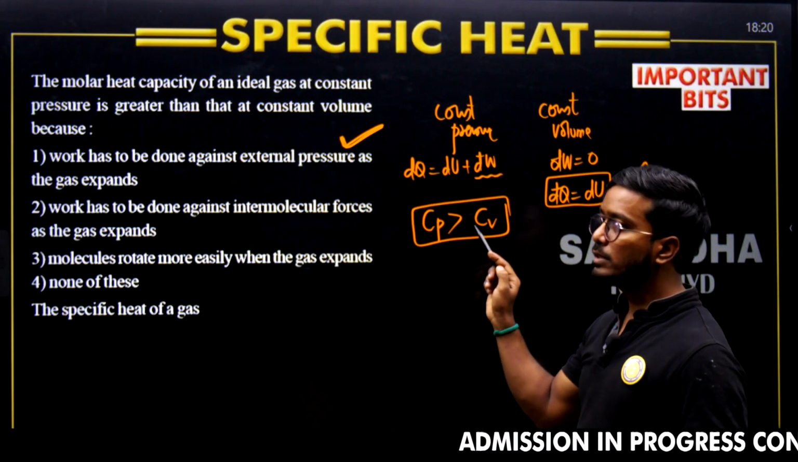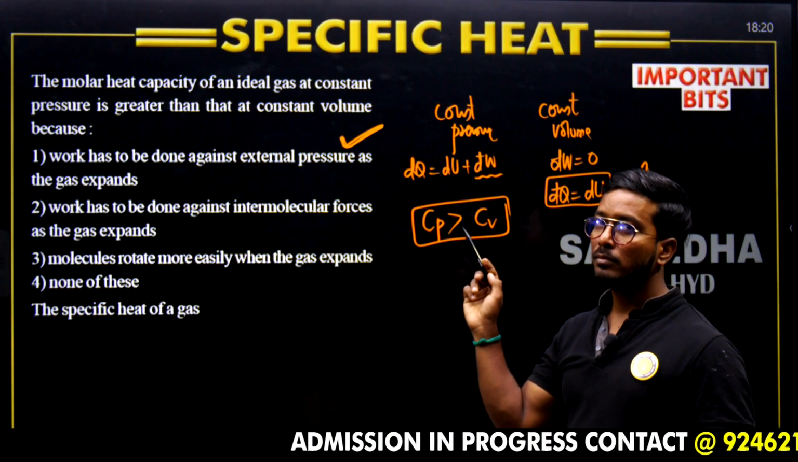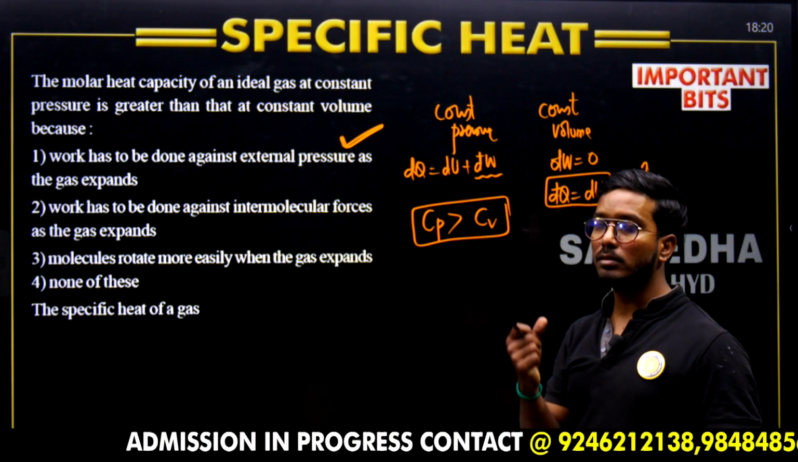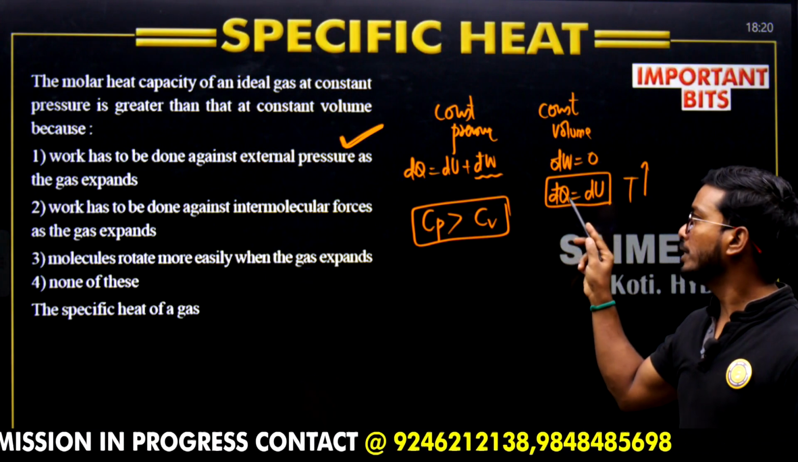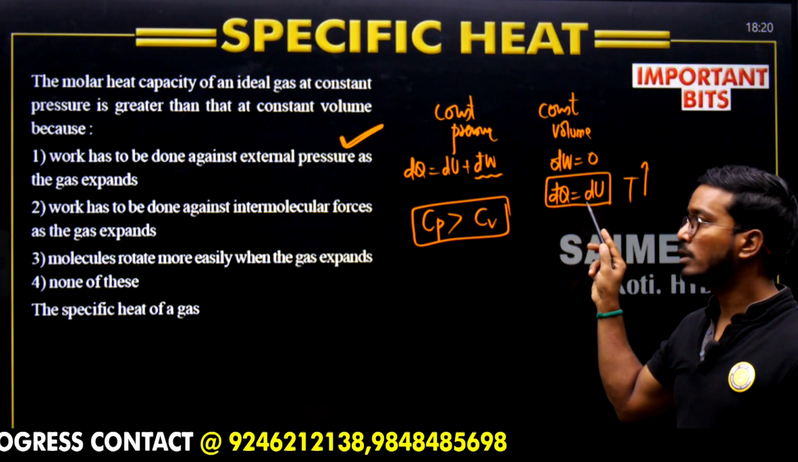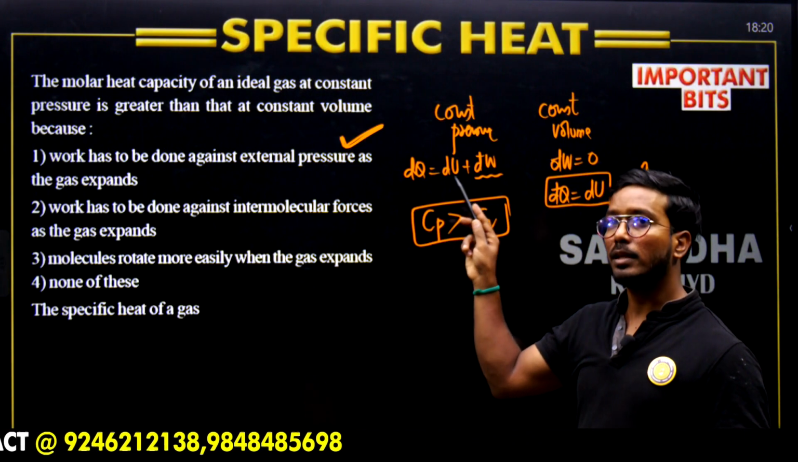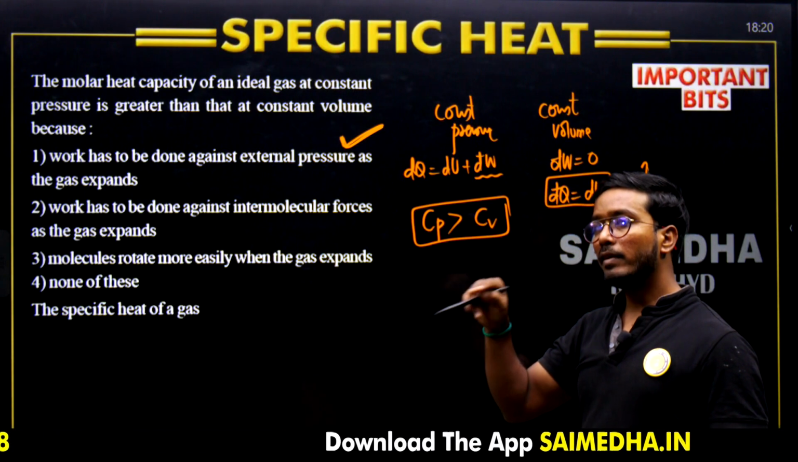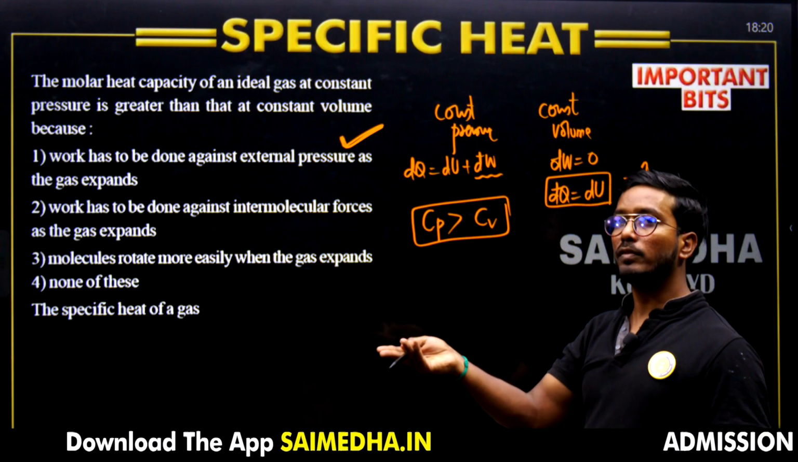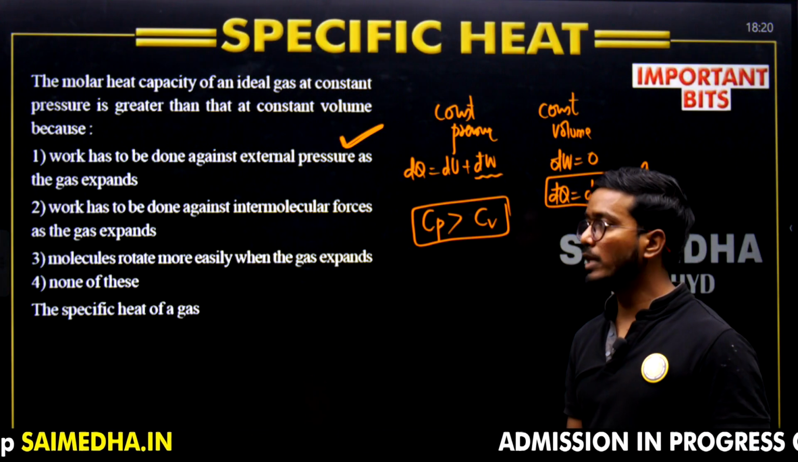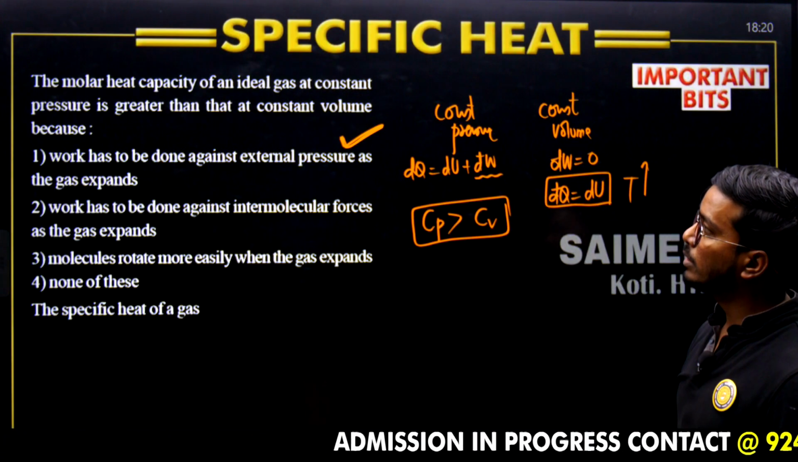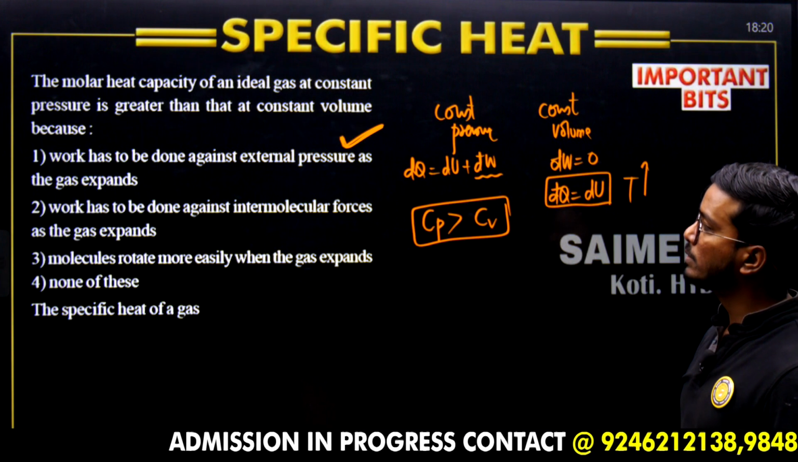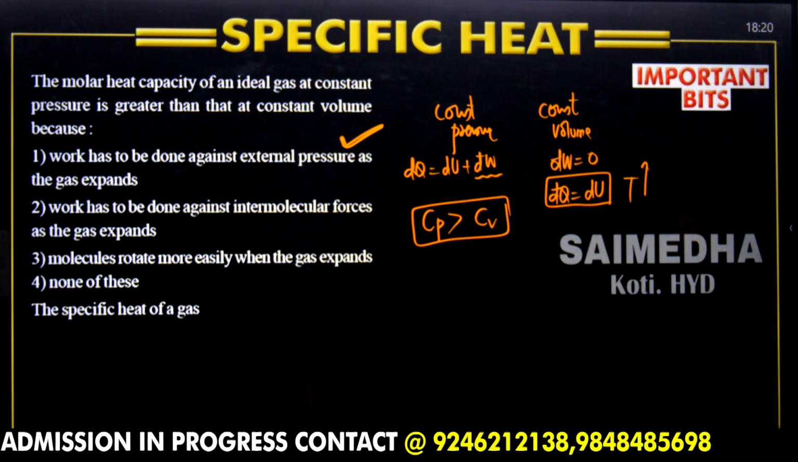Specific heat is the amount of heat required to increase temperature. Here total heat is responsible for increasing the temperature only. Here total heat is responsible for increasing the temperature and doing the external work. That means the energy is splitting. When energy splits, you need to supply more energy to increase the temperature. That's why Cp will be greater than Cv. Go through it once. Pause the video, note it down. Let's move on to the next question.